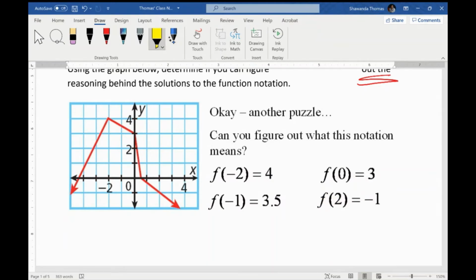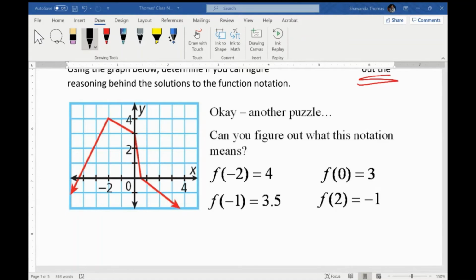Those are the y coordinates. What are the y coordinates? What numbers? Give me an example of what is the y. 3. Okay, you're talking about this 3 right here? Yes, I think. Okay. All right, anybody else can help?